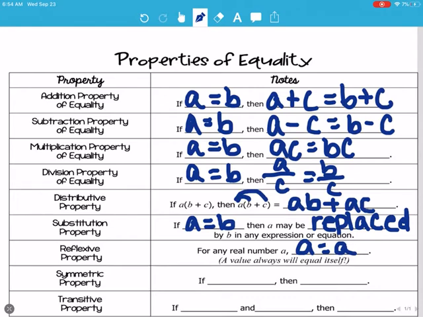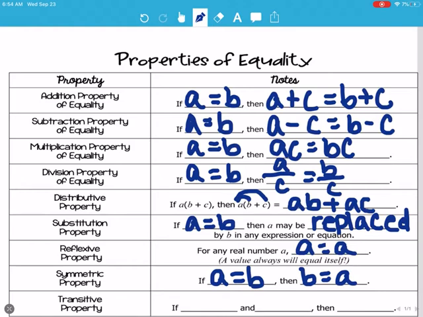Symmetric property of equality. That is when I can say A equals B or B equals A. The way you've seen it probably in algebra is if I say X equals 2 or 2 equals X, it is the same thing. It's just I flipped the two sides of the equal sign is what happened there.